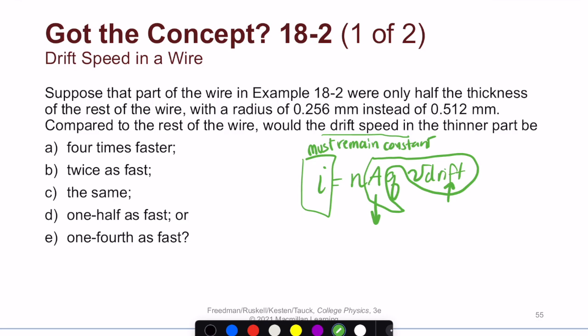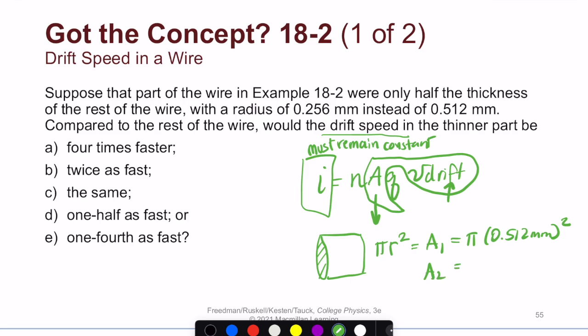So let's see how much our area is changing. We're dealing with a circular wire, so the cross-sectional area is a circle, right? Area of a circle is pi r squared. So our first r, let's compare the larger one, is going to be pi times 0.512 millimeters squared. And then we're going to compare that to our second, thinner one.